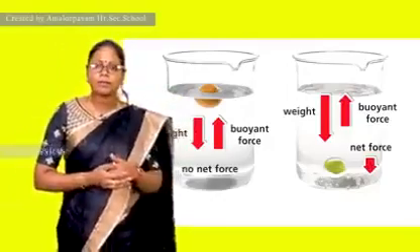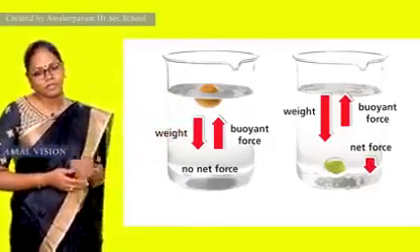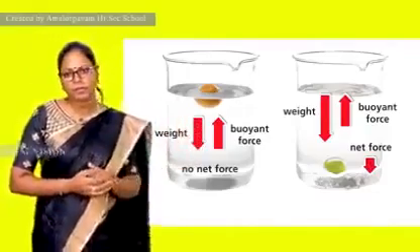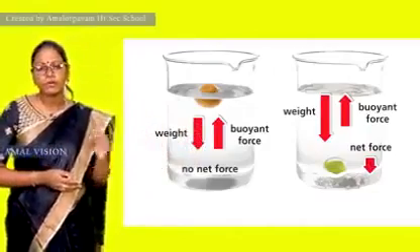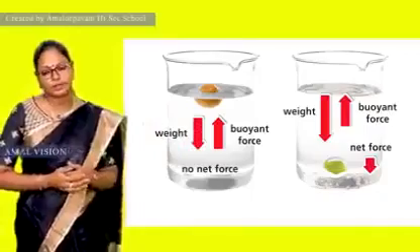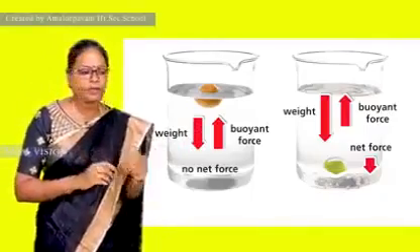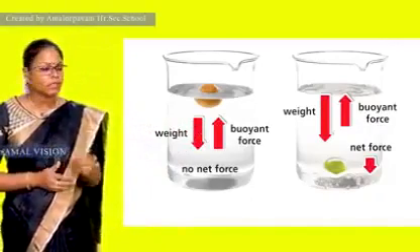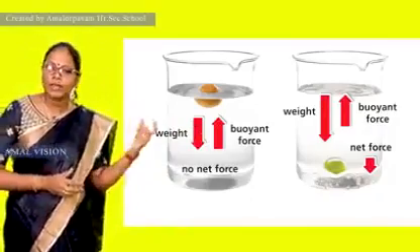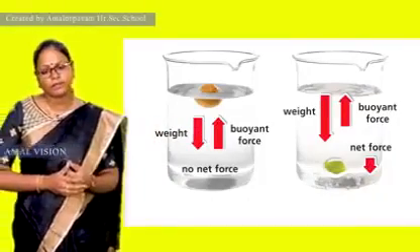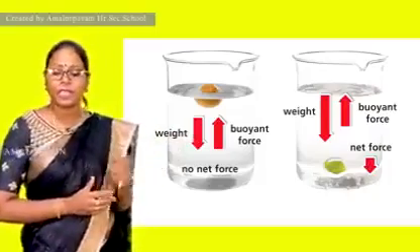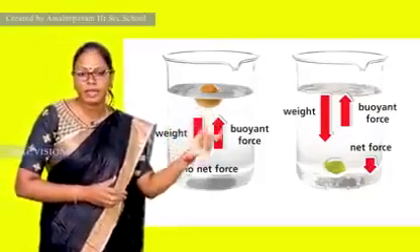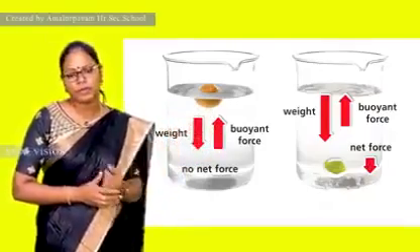In the second beaker, the object sinks. Here the weight of the object is acting downwards. The buoyant force is also acting upwards. But what is the difference between these two images? In the first beaker, there is no net force acting on it. In the second case, there is a net force acting on the object.